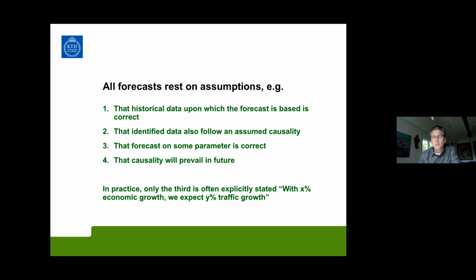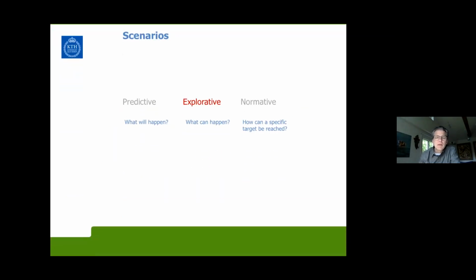And in practice, it's often that you only mention the third assumption here. You could say that with 2% economic growth in the coming 3 years, we expect a 3% traffic growth or something. And then it seems like it's just the economic growth percentage there that would be unclear, if you say, variable. But then there are many assumptions that are important here. There are others than those as well. So that's a piece on forecasting.